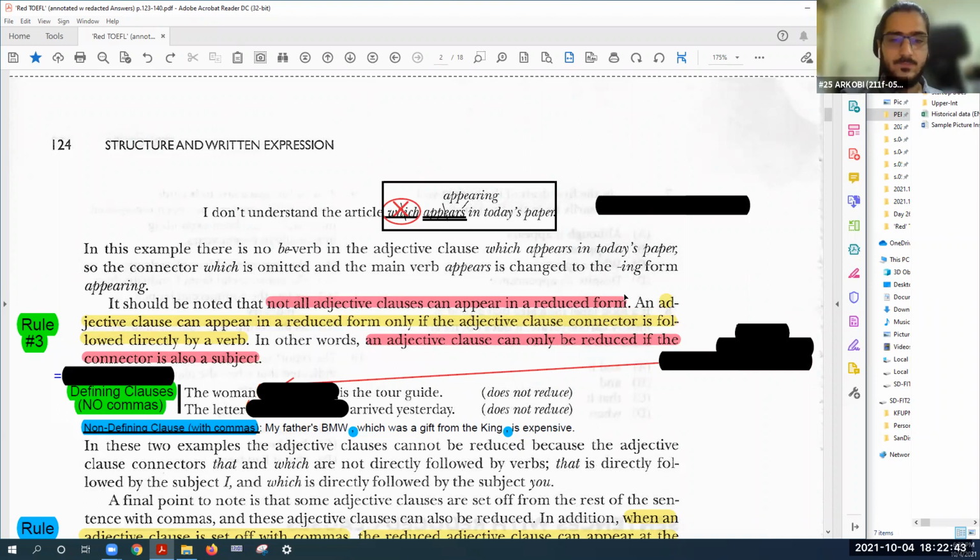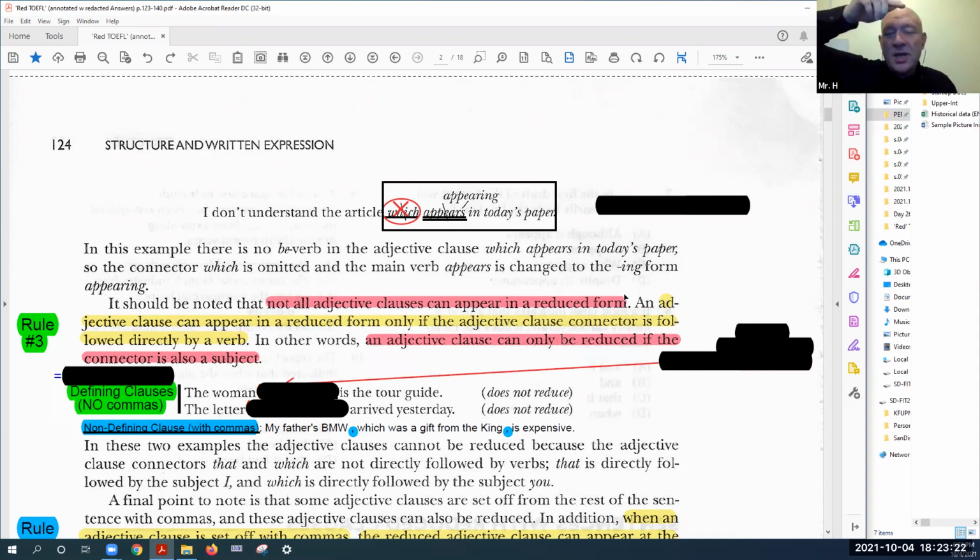Now, in the adjective clause, do you see the be auxiliary? No, there's no be auxiliary. So in this case, how do we reduce it? Two steps. First step, delete the connector subject. It's a connector subject. Remove the connector subject. Then step 2, change the verb to the ing verb. That's correct. Change it to ing.